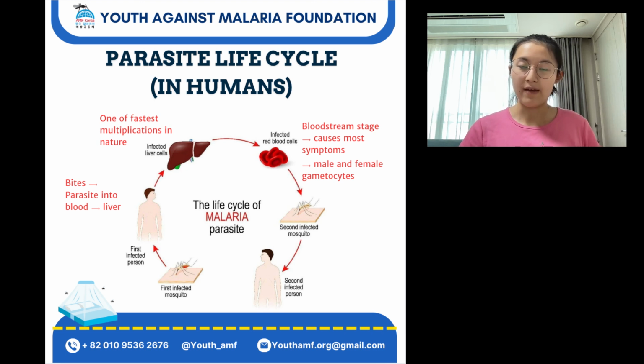And then we get the second infected mosquito. The second infected mosquito essentially draws blood up from the bloodstream, which contains a lot of male and female gametocytes, and then it infects another individual.